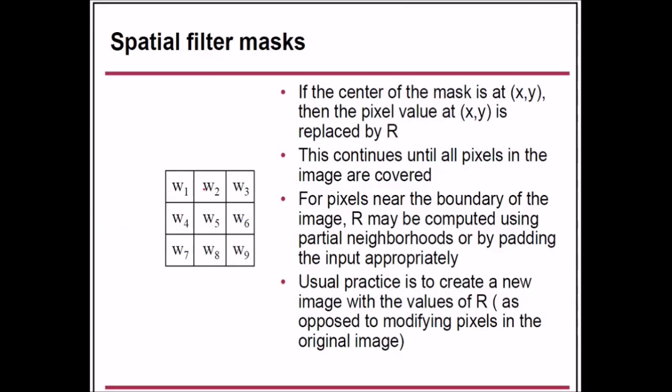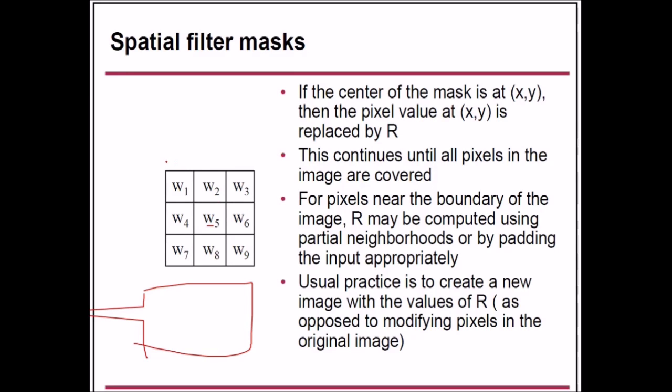These are the weights W1 to W9. If the center of the mask is at this x, y, then the pixel value at x, y is replaced by R. This continues until all the pixels in the image are covered. For pixels near the boundary of the image, R may be computed using partial neighborhoods or by padding the input appropriately.